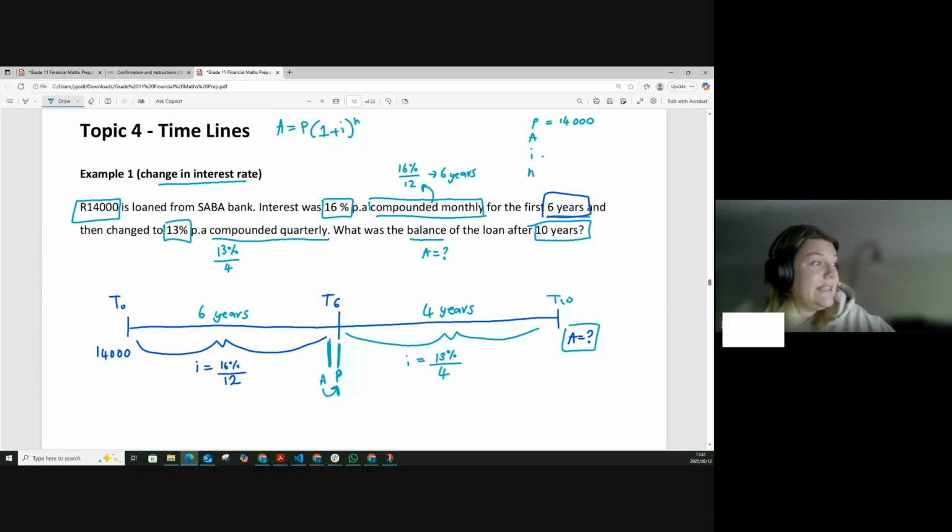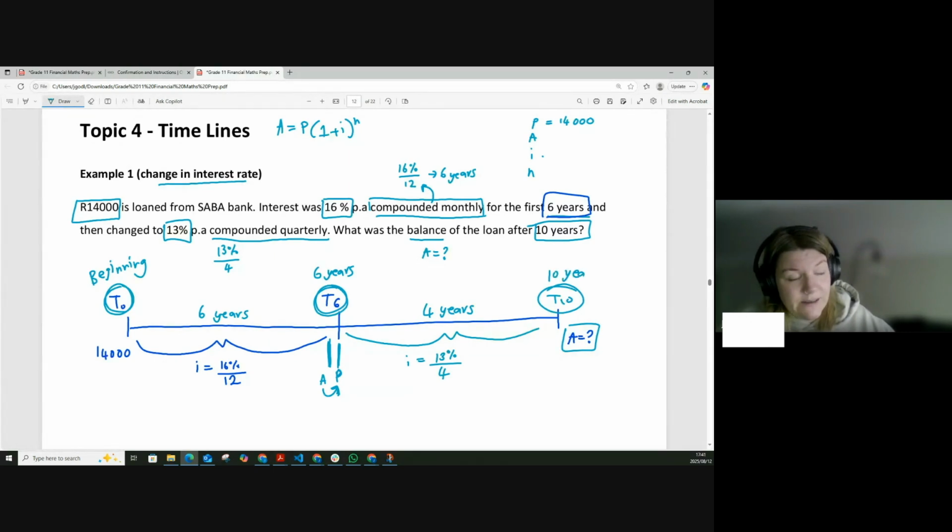So the T's are telling us our time. So T0 means it's our beginning. It's our start. So no time has passed. T6 is saying that our time is now 6 years. And the T10 is our final, which is our 10 years. And those were taken from our story that they gave us. So it's just like a nice little way of us telling what time it is. No problem.